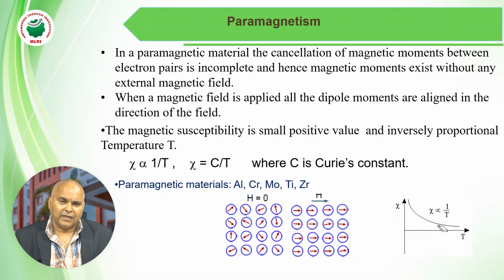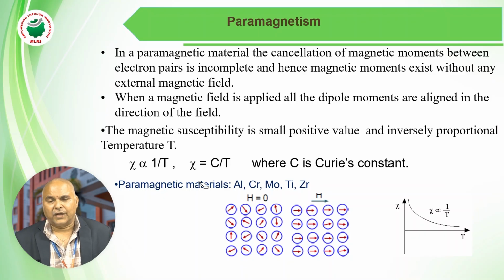So chi will increase at lower temperature, because if the temperature is decreased, this magnetic moment will also increase. This is the paramagnetic behavior. This paramagnetic susceptibility follows Curie's law. We all know Madam Curie, and in her name there is the Curie equation. The temperature dependent magnetic susceptibility follows Curie's law. Curie's law is that chi is inversely proportional to temperature, that means chi is equal to C by T.